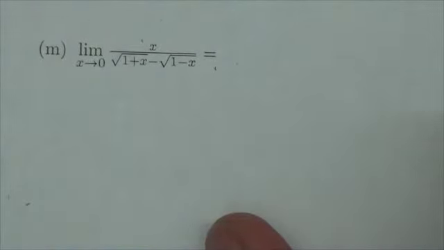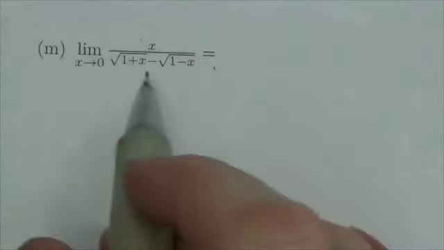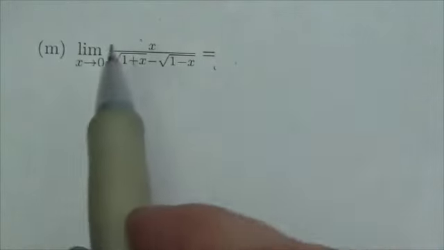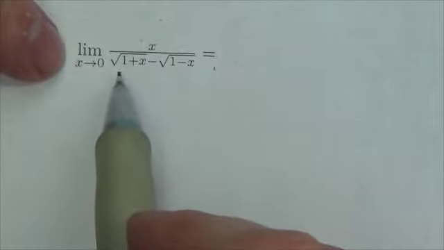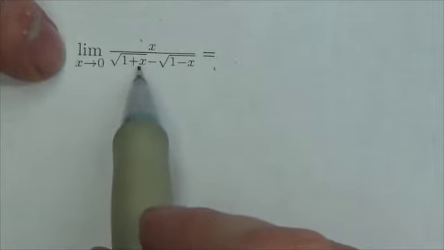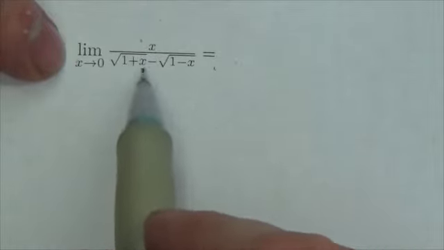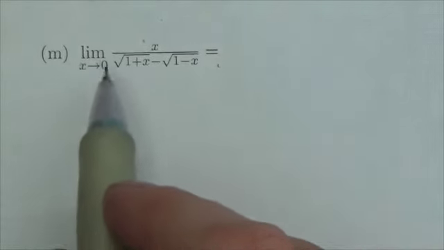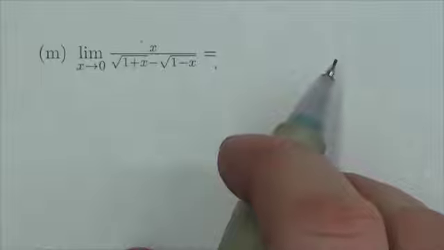All right, hi everybody. We're working through the Math 31 limits review. This is question 1M. Take the limit as x approaches 0 of this rational expression here. Let's plug in 0 here. So 0 over, well, okay, 1 plus 0 is 1, 1 minus 0 is 1, so this becomes root 1 minus root 1. Okay, so this is giving us 0 over 0 when I plug that in. So this is an indeterminate form.